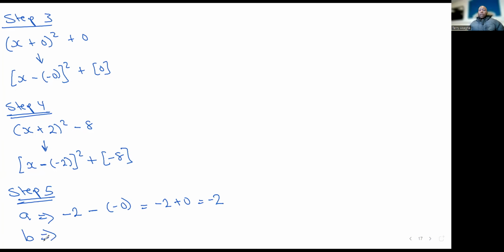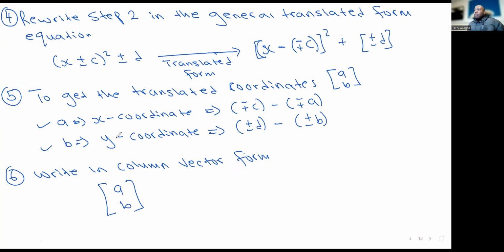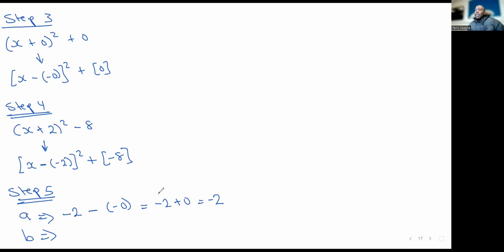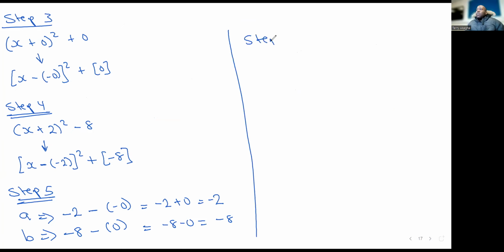For B, it's going to be the answer we have in this bracket. So if you go back, that's the same thing I said. For B, it's going to be the D, the answer you have in this bracket, minus the answer you have in this bracket. So for D now, it's going to be the answer we have in this bracket, which is minus 8, minus the answer we have in this bracket, which is what? 0. And that will give us minus 8 minus 0, and that will give us minus 8. And step 6, we're told then to write it in the column vector form. So A is what? Minus 2, and B is minus 8.